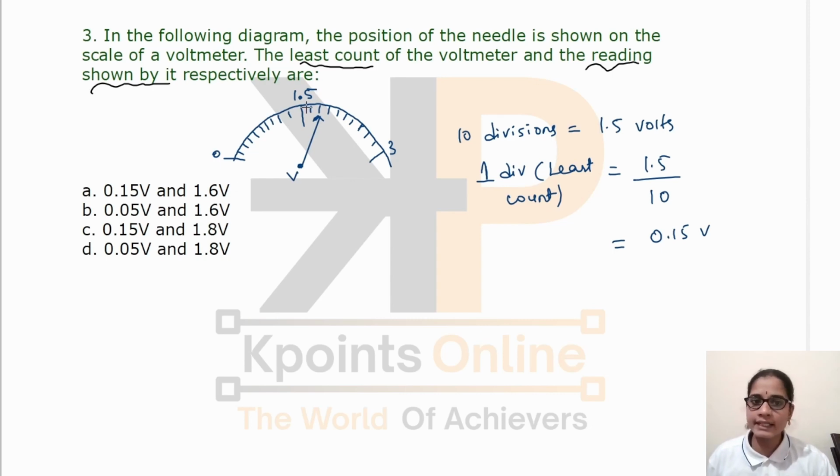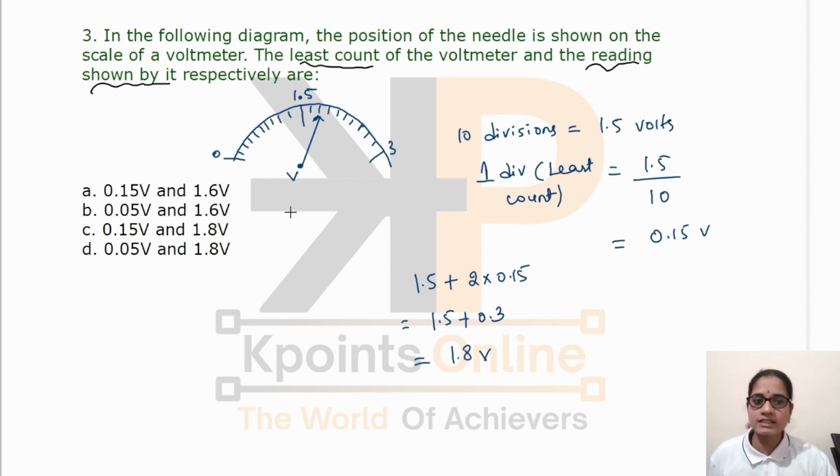Now the voltmeter reading at this point is 1.5. After this, there are still two more divisions that the voltmeter is showing. This implies that the value will be 1.5 plus 2 into 0.15. Why have I taken 2 here? Because there are two divisions and each division has value 0.15 volt. So I will get 1.5 plus 0.3 which is equal to 1.8 volt.